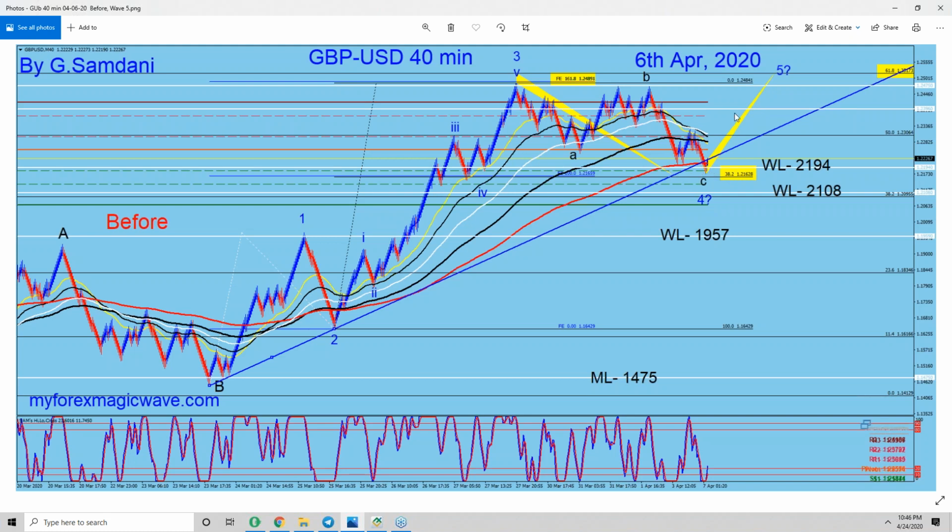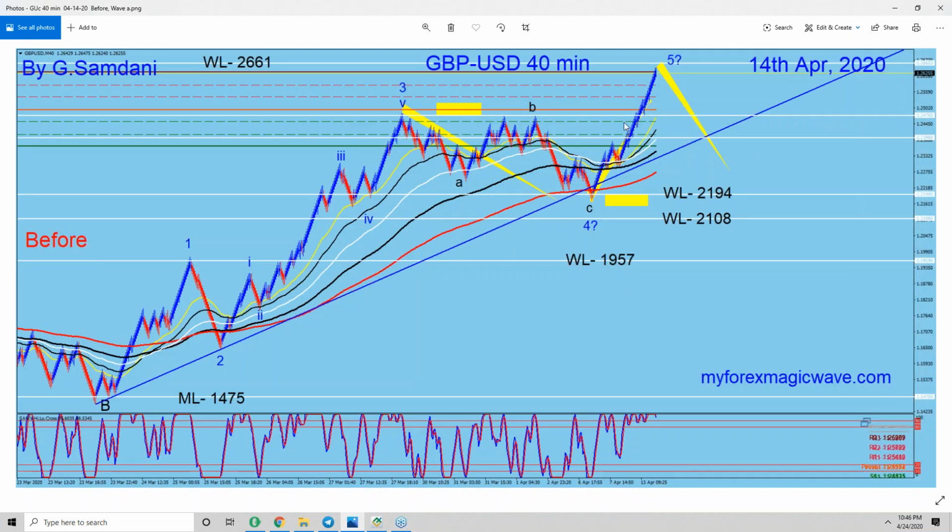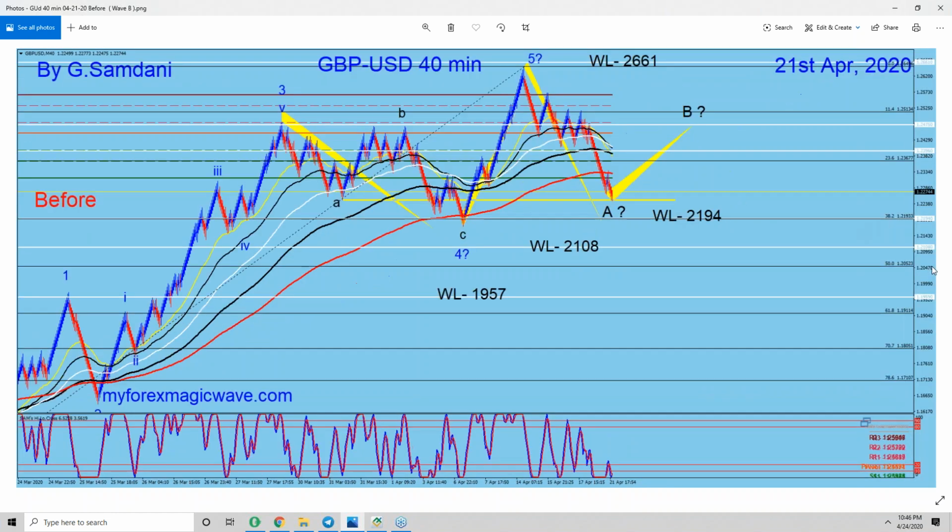And then I said we're gonna bounce and go here for wave 5. Look what happened. We went there exactly at wave 5, right? And then I said we're gonna drop here all the way down for wave A, ABC correction, right? Look what happened. We came down for wave A exactly as I said. And now we are up here somewhere. I didn't save the chart for wave B. We may go there, we may not. Weekend is in the middle, so we don't know what's going to happen over the weekend.